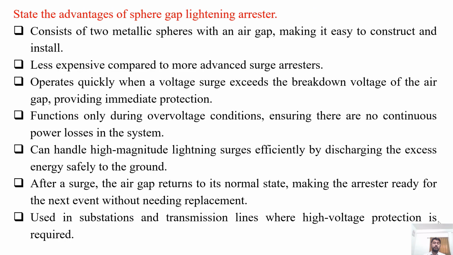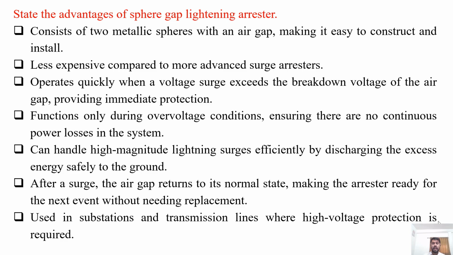State the advantages of sphere gap lightning arrestor. So there are several advantages of this kind of lightning arrestor, but some of them are listed over here. Consists of two metallic spheres with an air gap, making it easy to construct and install. Less expensive compared to more advanced surge arrestors. Operates quickly when a voltage surge exceeds the breakdown voltage of the air gap, providing immediate protection. Functions only during the overvoltage or surge conditions, ensuring there is no continuous power loss in the system. It can handle high magnitude lightning surges efficiently by discharging the excess energy safely to the ground.